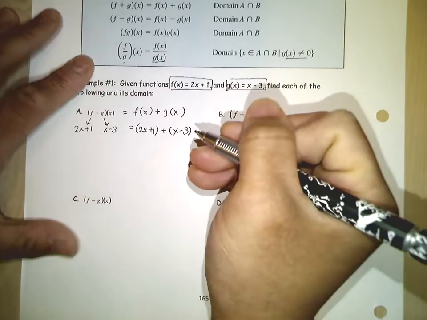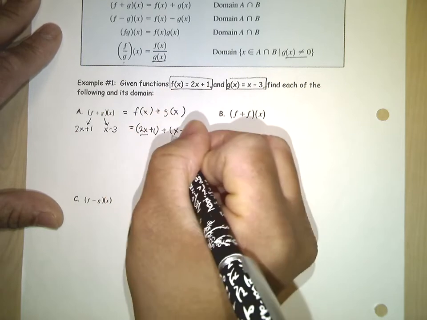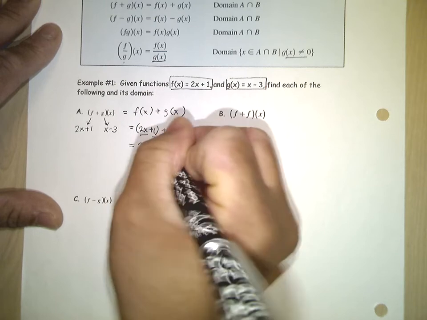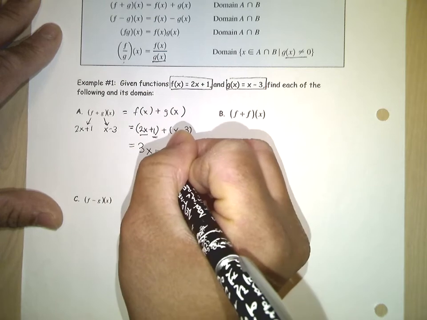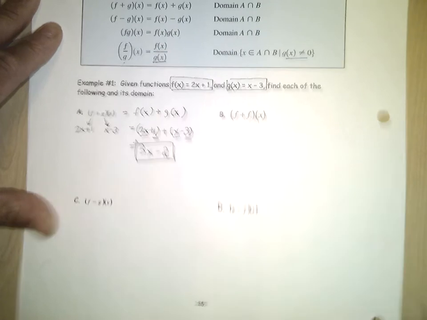So then we'll add these together just like usual. We'll combine the like terms. 2x plus x is 3x. And 1 minus 3 is a negative 2. So we end up with 3x minus 2.